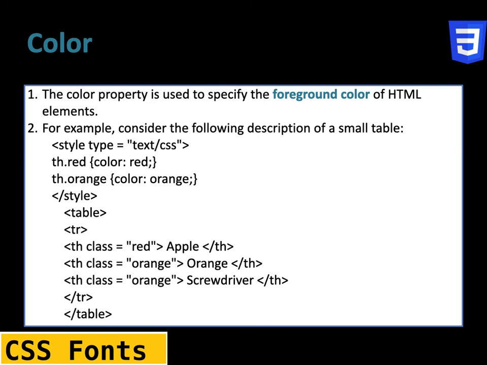The style element ends there. Then table is started. Table rows are specified. Three different heading tags are there. Th class is equal to red, th class is equal to orange, th class is equal to orange again, for apple, orange, screwdriver. These are some examples of how the foreground color of HTML elements will be set. So here in the table header, apple will be in red, orange and screwdriver will be in orange color.